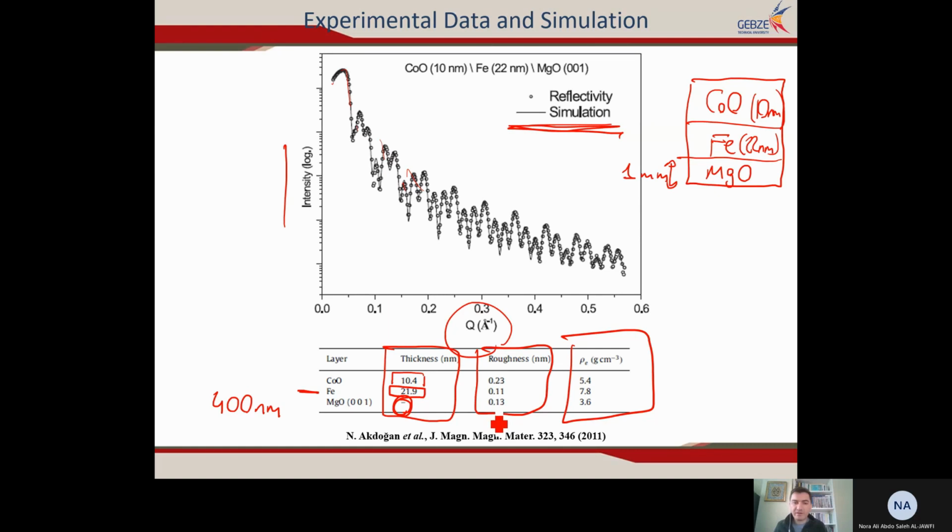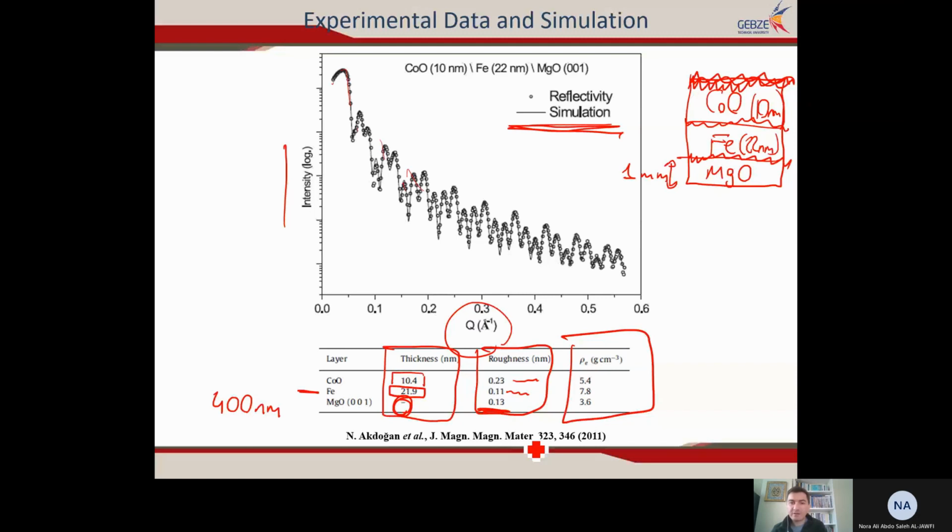And what about the roughness? This is the roughness of the MgO surface here, 0.13 nanometer or 1.3 angstrom. This is the roughness of the iron surface, 1.1 angstrom. And this is the roughness of the cobalt oxide, 2.3 angstrom, much bigger roughness compared to the iron and MgO.